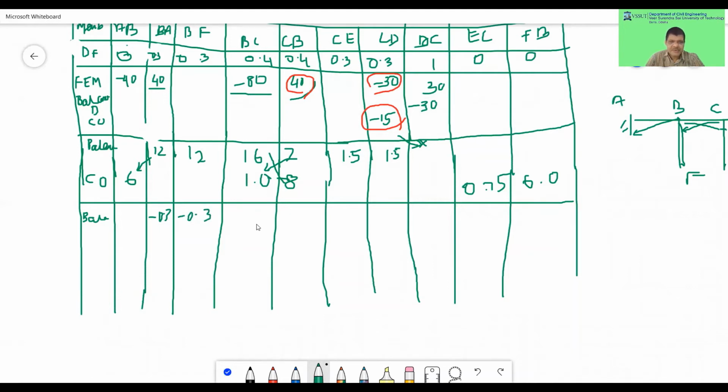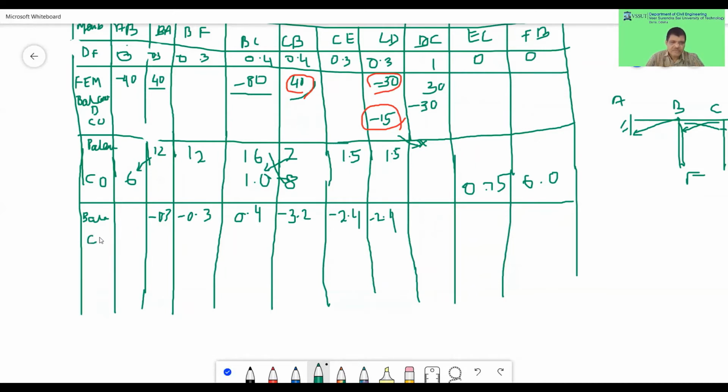It will be 0.4. Similarly, what is the value here? 8. So 8 means you have to apply minus 8. Minus 8 into 0.4 is minus 3.2, and minus 8 into 0.3 is minus 2.4. This is also minus 2.4. And this will be the distribution. This is now the balance.